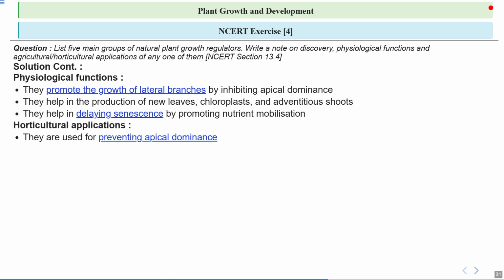Let's talk about horticultural applications. So they are used for preventing apical dominance because they promote the growth of lateral branches. They are used for delaying senescence in leaves.